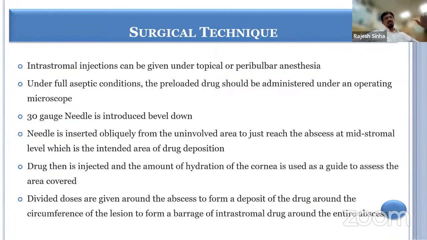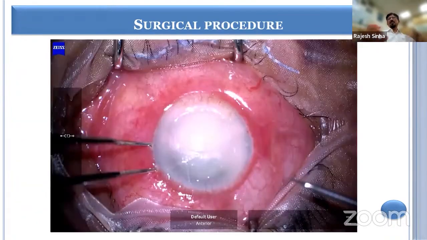When you inject, you see the amount of hydration that it is causing. And then you again go to the other side. This is how you create a barrage of hydration all around the infiltrate, so as to cover all around with the intrastromal injection. And of course, as far as intracameral injection is concerned, you wash the anterior chamber with hypopyon thoroughly, and then you inject the intracameral drug.